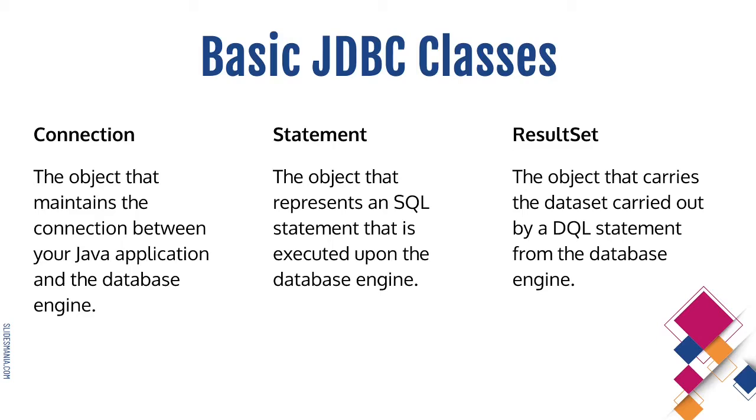So these are the three basic classes that you use in JDBC. Of course, there are some other classes, but basically these are the three. The connection object, which maintains the connection between your Java application and the database engine. The statement object, which represents the SQL statement that is executed upon the database engine that you are using. And the result set object, which carries the data set that was given to us from the database engine based on your DQL statement.